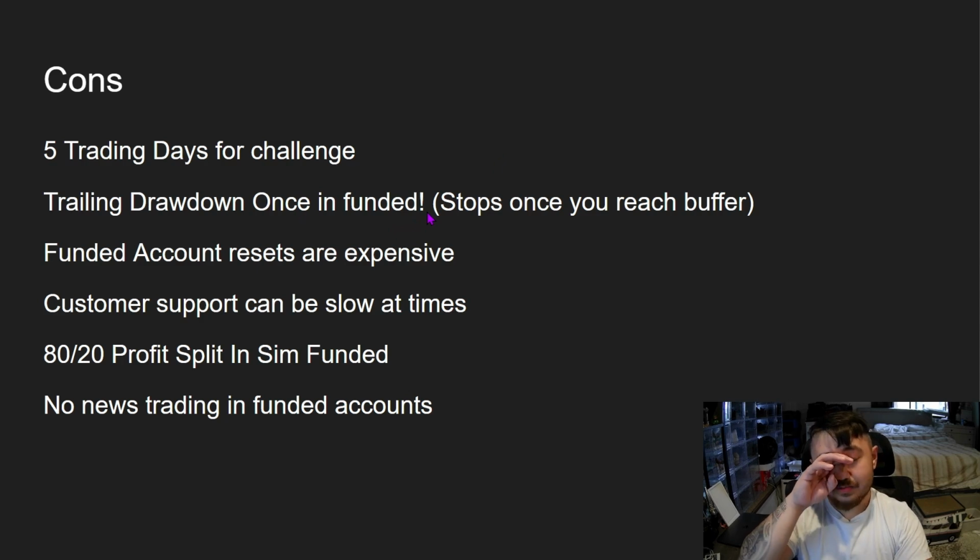But it stops once you reach the buffer. So let's say on a 50K account, first day you make $2,000 on a funded account, trailing drawdown stops. Great. You just can't let your account hit 0.